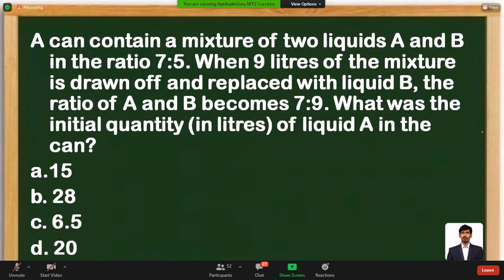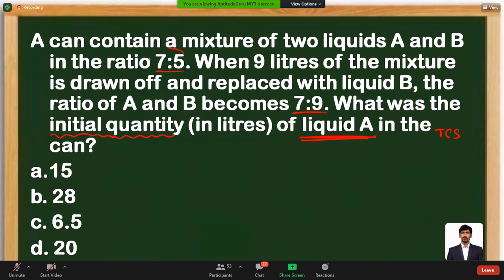So one more question which was given in the previous TCS Ninja. The question is: a can contains the mixture of 2 liquids A and B in the ratio of 7:5. 9 liters of mixture is withdrawn and replaced with liquid B. Then the ratio becomes 7:9. What was the initial quantity of liquid A in the can?